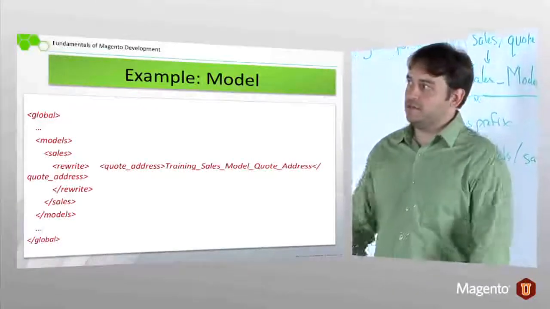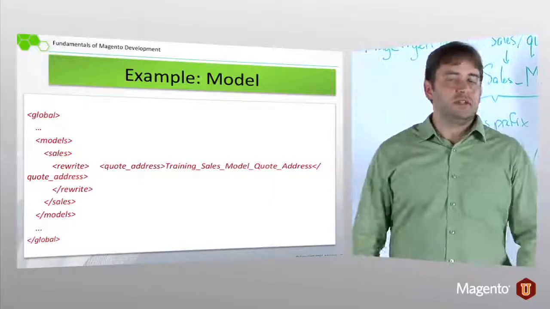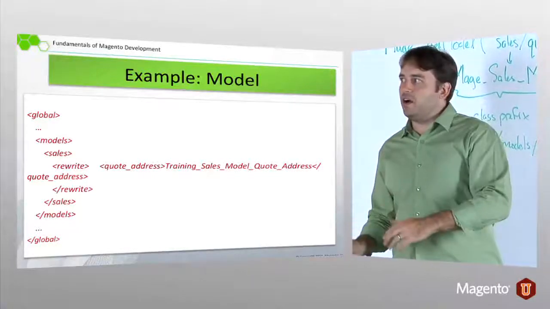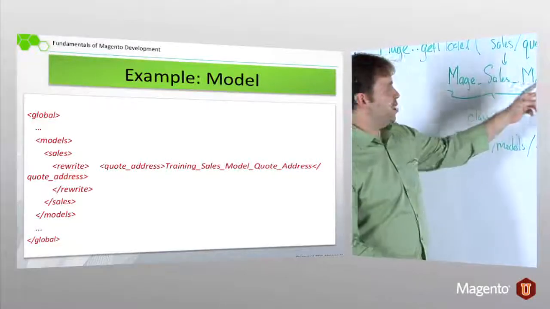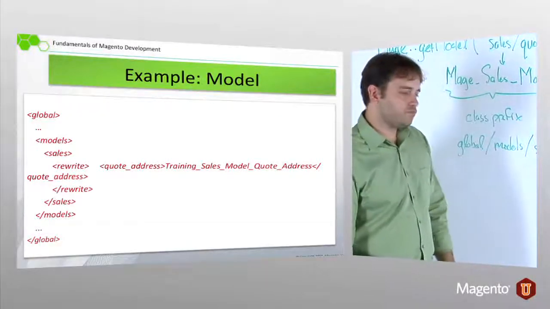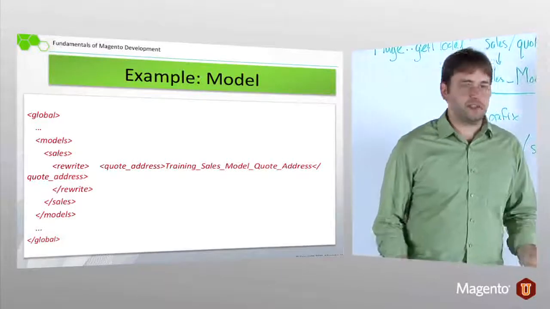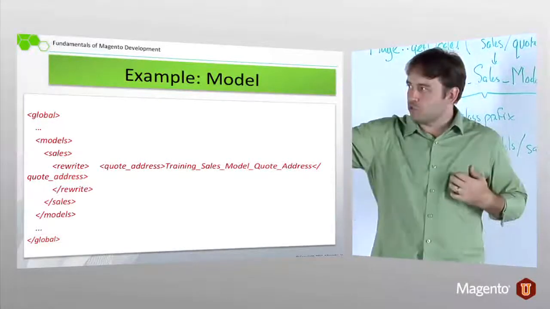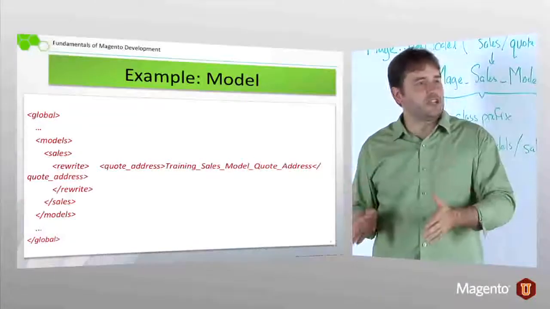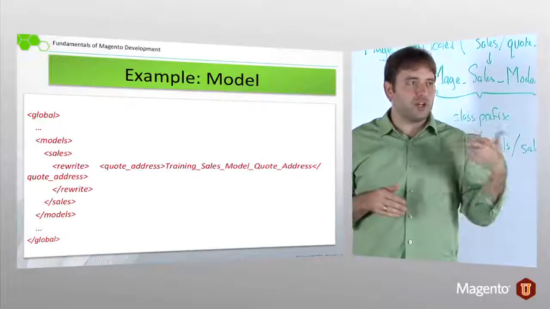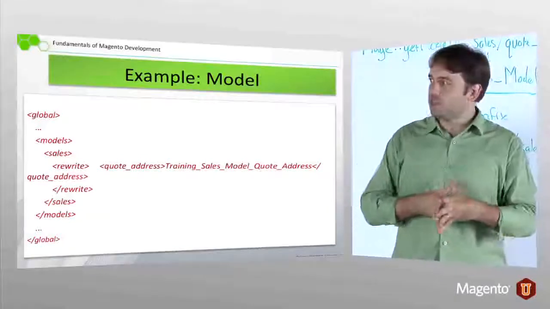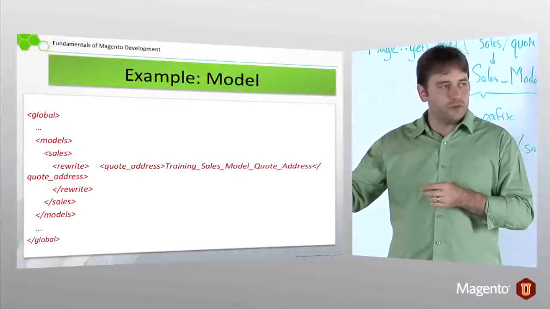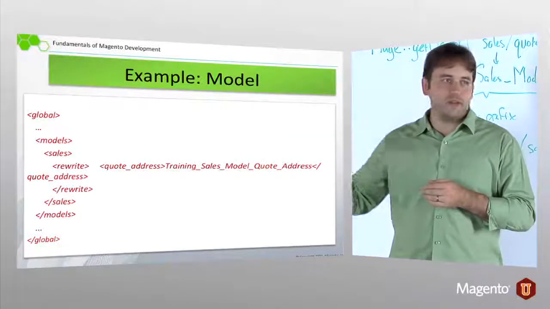I could say fooBarbaz, right? And that would be the class that would be instantiated instead of Mage Sales Model Quote Address. It would be a silly thing to do because, again, if I see under my namespace, training, if I see a folder named sales, I'm probably going to realize, oh, I'm probably changing something. So training, sales, model, quote, address. That's going to be the path.